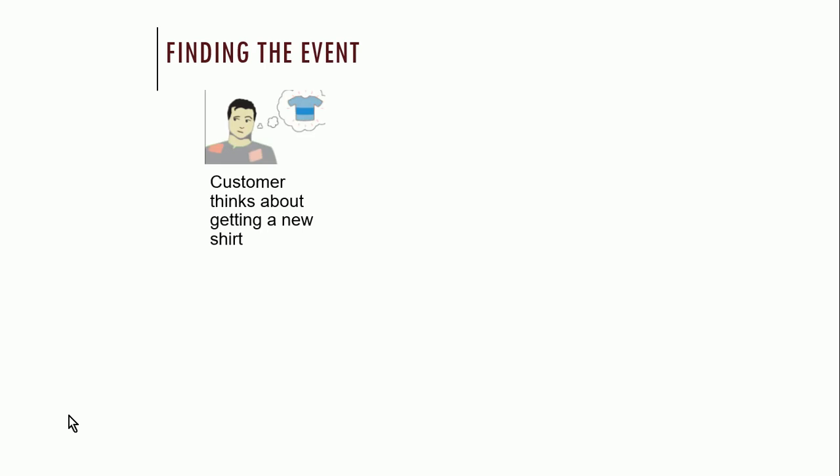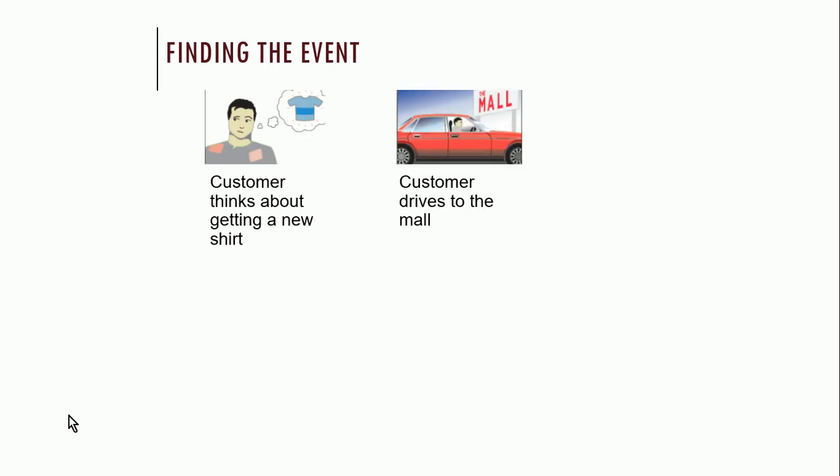So as far as finding the event, in this requirements gathering phase, you might have interviewed somebody, and let's say it's a retail organization, and you say, okay, explain to me the process of a customer buying a product. And they're going to tell you, well, okay, so the customer first is going to think about buying a new shirt. Then they're going to get in their car and they're going to drive to the mall.